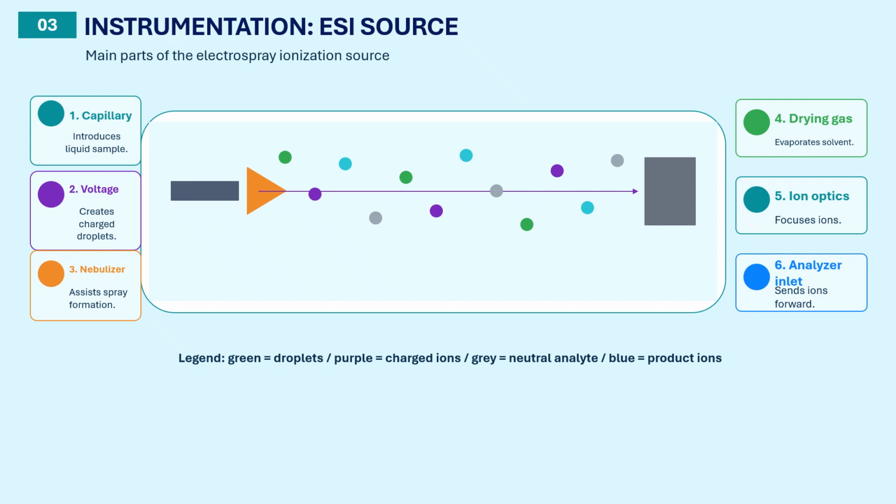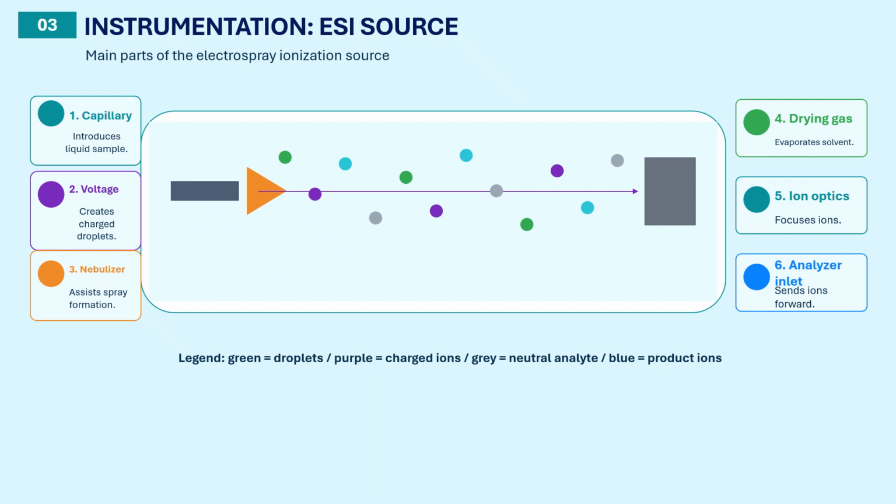Fifth is the ion optics. After ions are formed, they must be guided properly toward the next part of the instrument. Ion optics focus the ions and direct them in the correct path. This improves ion transmission and helps produce a clear mass spectrum.